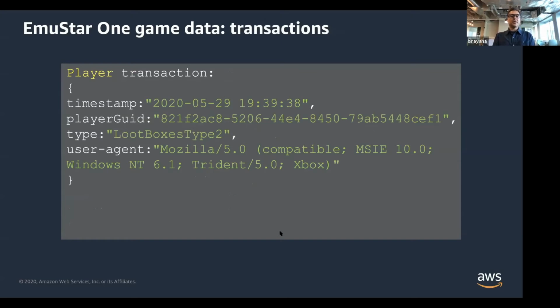The transaction is again the timestamp, the player GUID, and the type. In our case, it's a loot box. The user agent again, and as you can sense from the transaction and the authentication, you can see how these two data sources can be joined on the player GUID and the user agent as well.